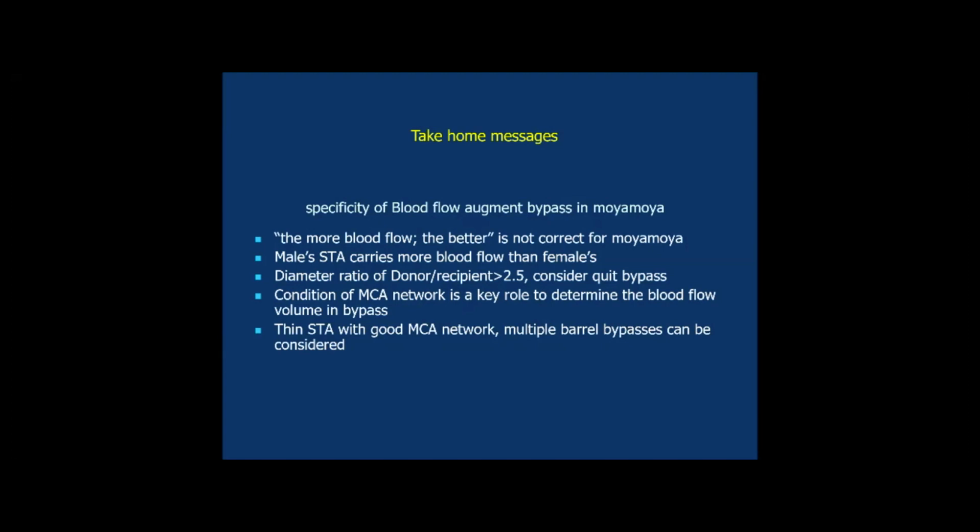Conditions of MCA network is a key rule to determine the blood flow volume in bypass. So if the STA was quite thin and the MCA network was very good, we can consider the multiple barrel bypass.